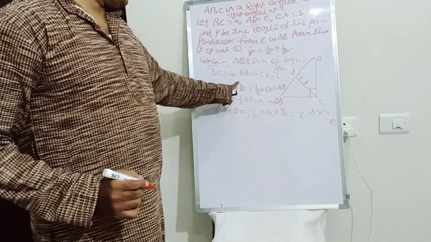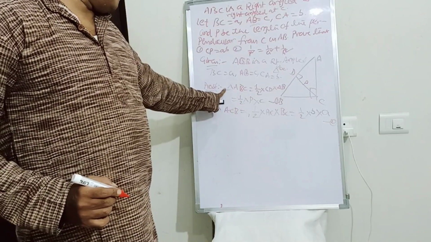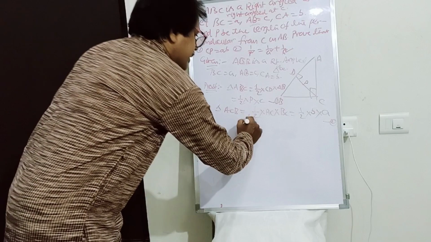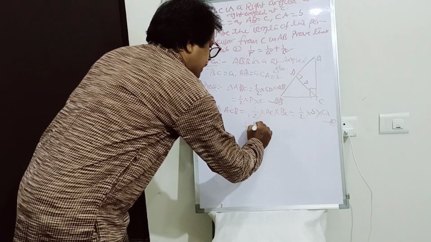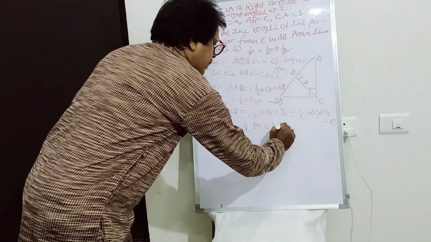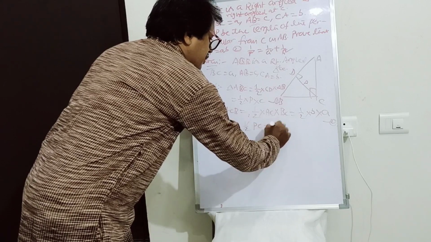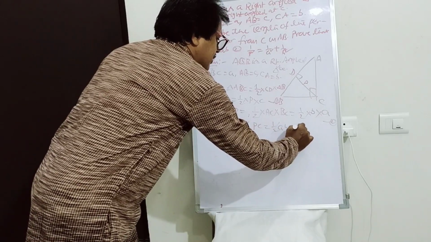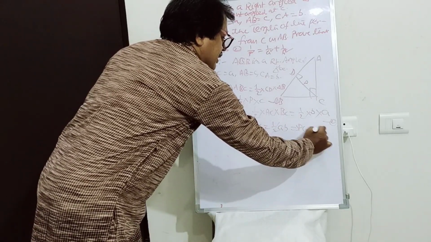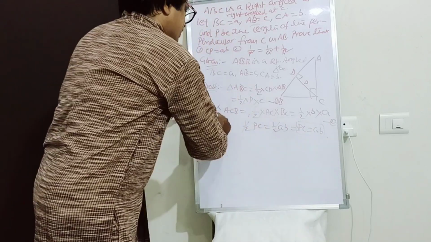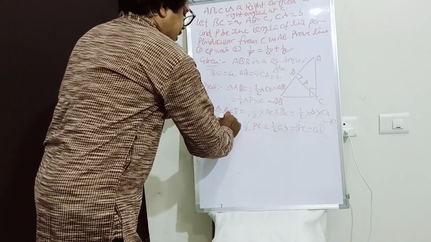These two are the area of the same triangle, therefore we can make the LHS equal, and automatically the RHS are also equal. 1 by 2 into PC is equal to 1 by 2 into AB. On removing the 1 by 2 on both sides, we will get PC is equal to AB. This is the first required result. From 1 and 2, we are getting this result.